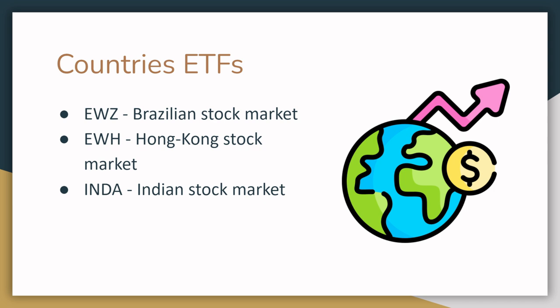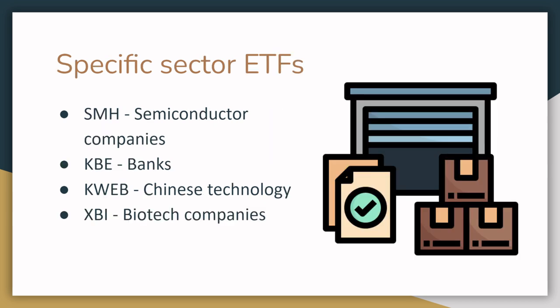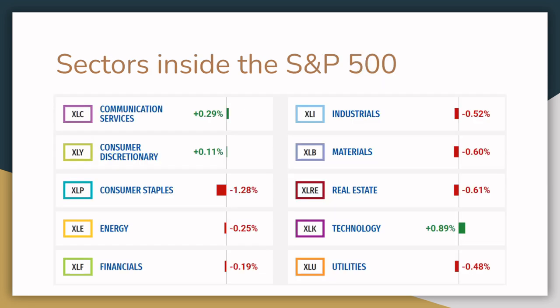You can find ETFs following a specific sector like ticker SMH, following semiconductor companies. Ticker KBE, following the bank stocks. Ticker KWEB, following Chinese tech companies. Ticker XBI, following biotech companies. Of course, these are all just examples, and you can find ETFs following a wide variety of specific industries. There are also ETFs following specific industries inside the S&P 500 index, like energy, financials, technology, and so on.